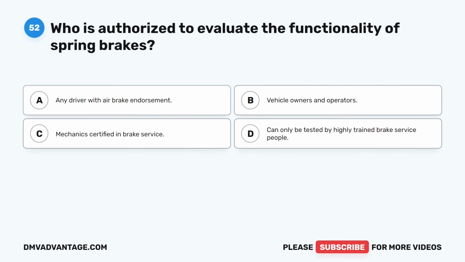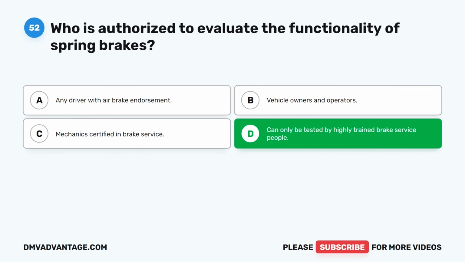Question 52. Who is authorized to evaluate the functionality of spring brakes? A. Any driver with air brake endorsement. B. Vehicle owners and operators. C. Mechanics certified in brake service. D. Can only be tested by highly trained brake service people. The correct answer is D.